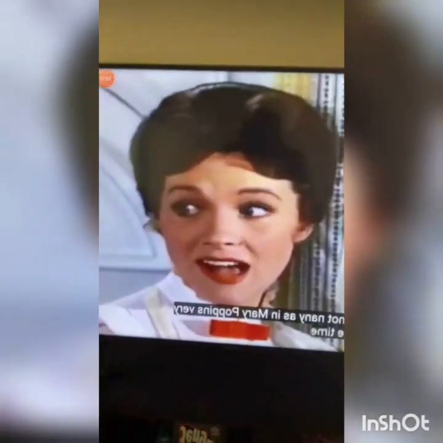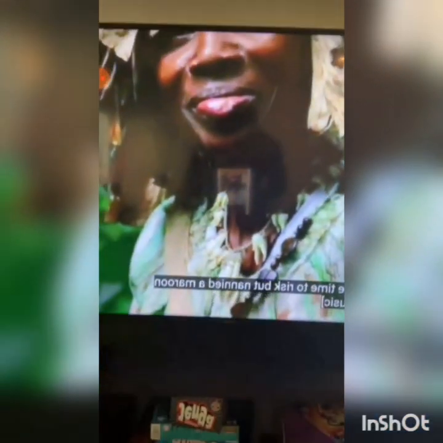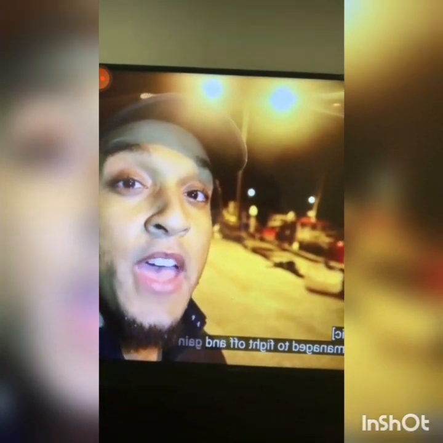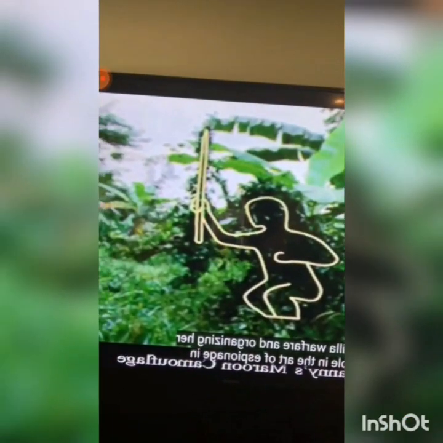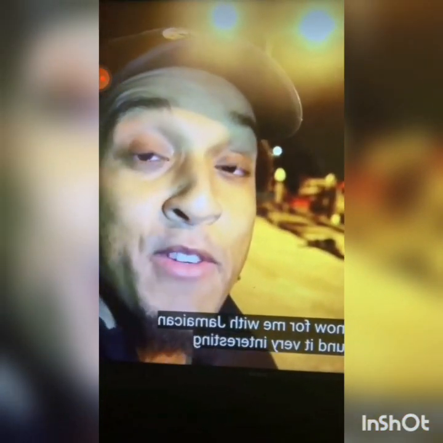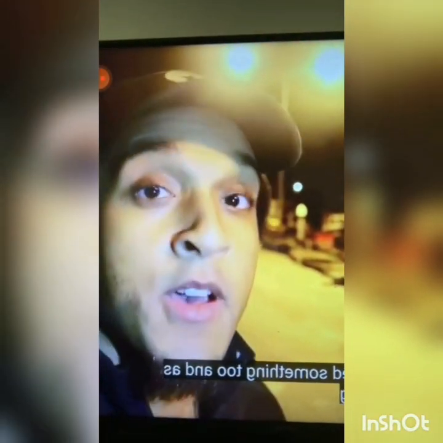Camera action. So today, guys, we're looking at an interesting individual by the name of Nanny. No, not Nanny, as in Mary Poppins. But Nanny the Maroon, who managed to fight off and gain independence against the British through guerrilla warfare and organizing her people in the art of espionage and camouflage. Now, for me, with Jamaican ancestry, I found it very interesting, and I hope you learned something too. And as always, provoking thought.